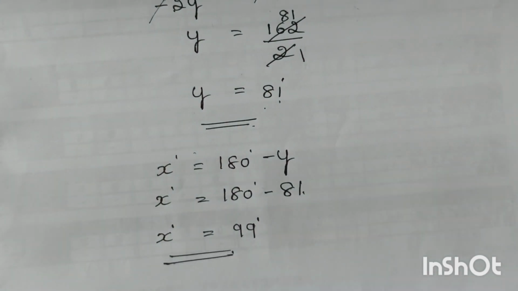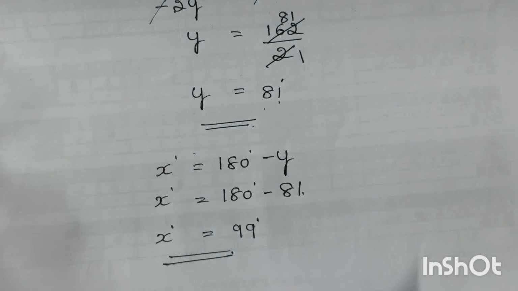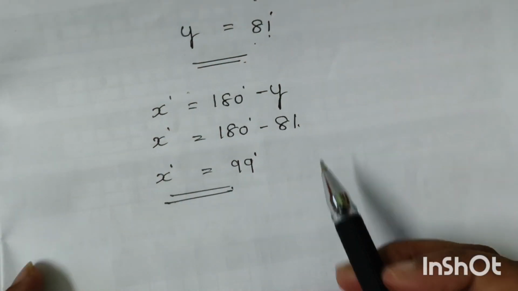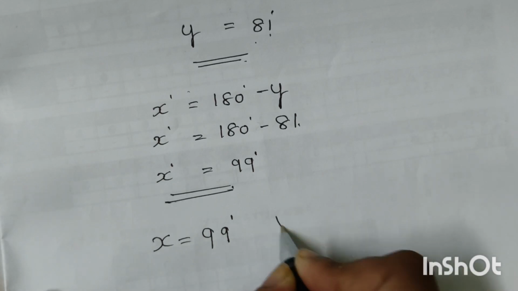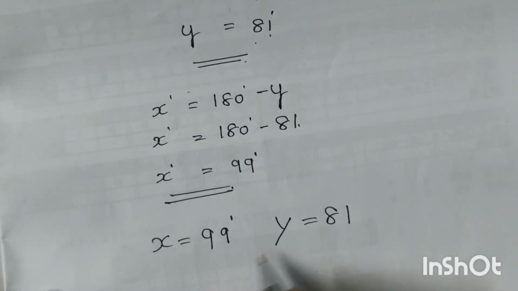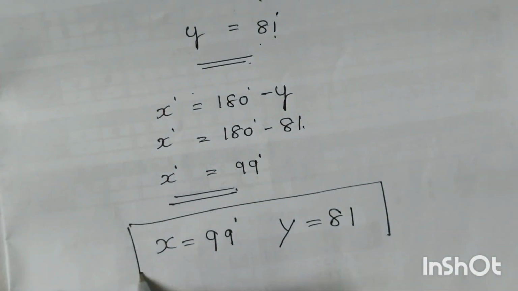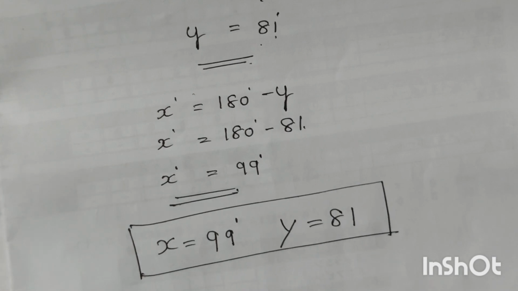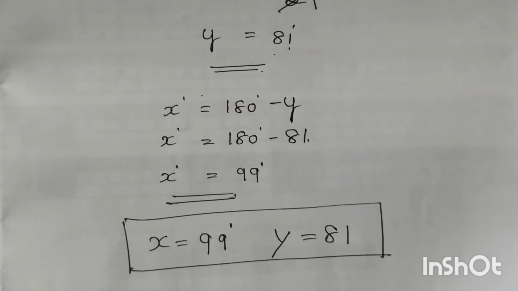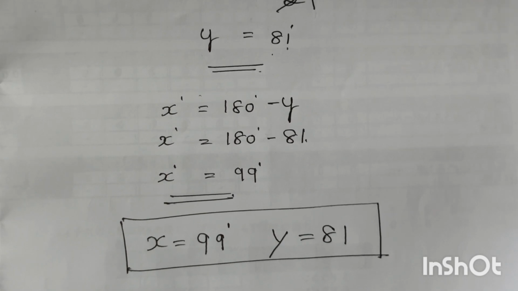Okay. Therefore, the two angles are x is 99 degrees and y is 81 degrees. This is our answer. Now let us do the verification of this, for better understanding. But verification is not needed in your exams.